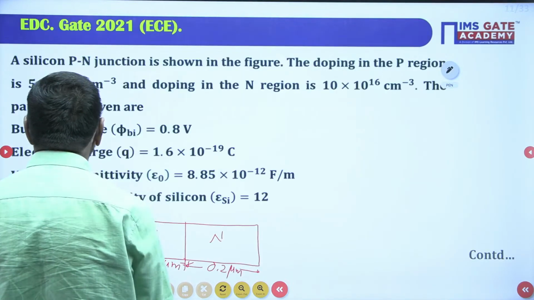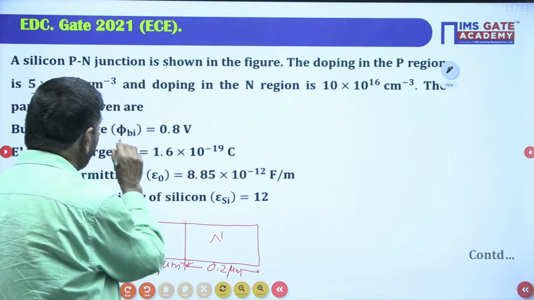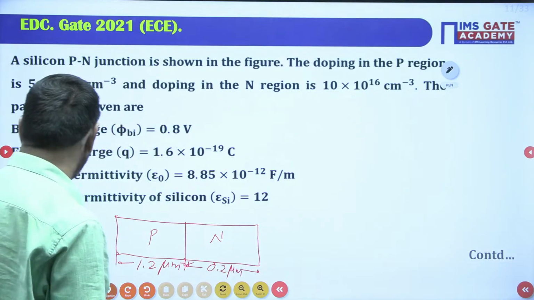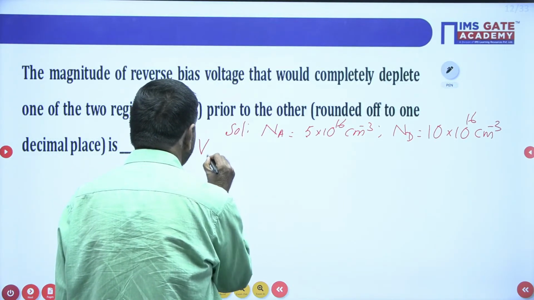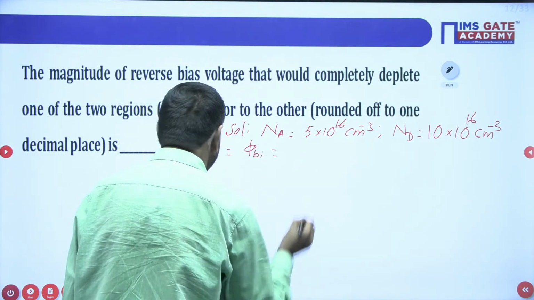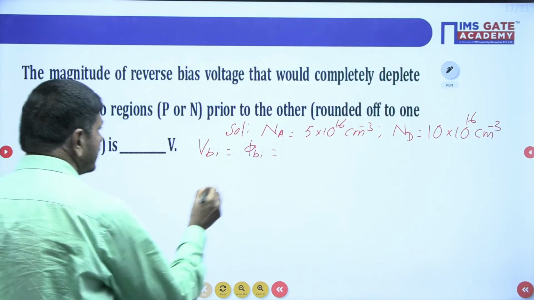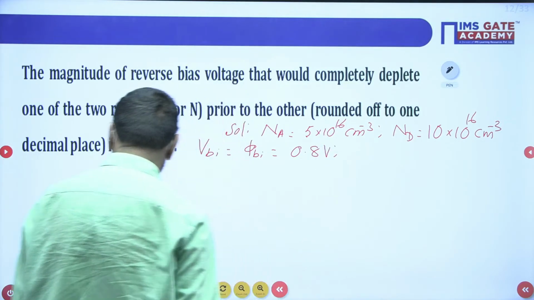And also the built-in voltage is given. Built-in voltage means phi BI or VBI, either is acceptable. I will write VBI otherwise. The VBI is nothing but the phi BI also. Anyhow, the built-in potential is given as 0.8 volts.